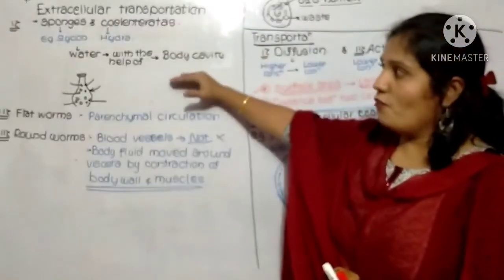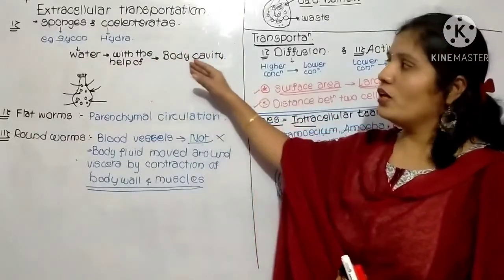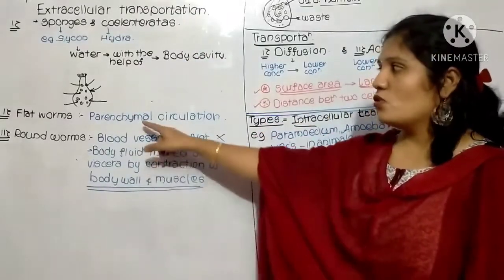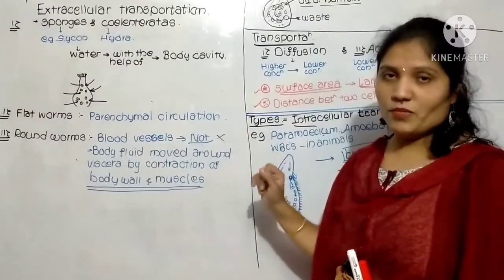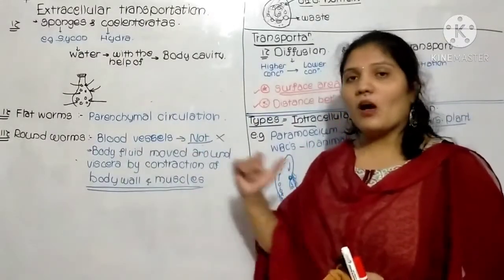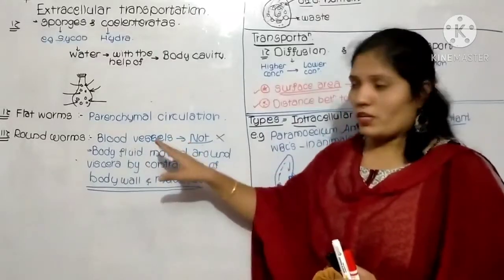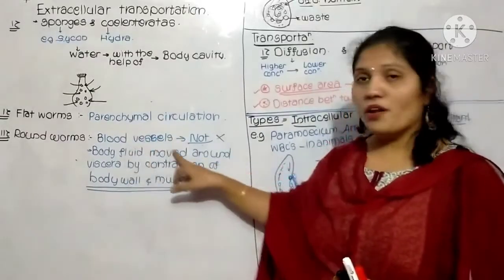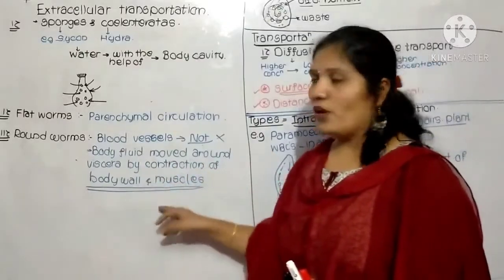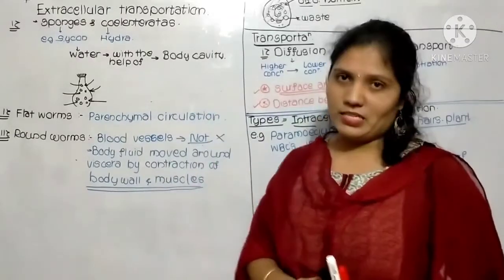Then extracellular transportation occurs in different organisms by different methods. For example, in sponges and coelenterates, there is movement of water through the body cavities. Then in flatworms such as Platyhelminthes, it takes place with the help of parenchymal circulation, meaning parenchyma cells help the movement of substances. In roundworms such as Ascaris, blood vessels are absent, so the body fluid moves around the viscera, and by the contraction of the body wall and muscles, the circulation or transportation takes place in that organism.